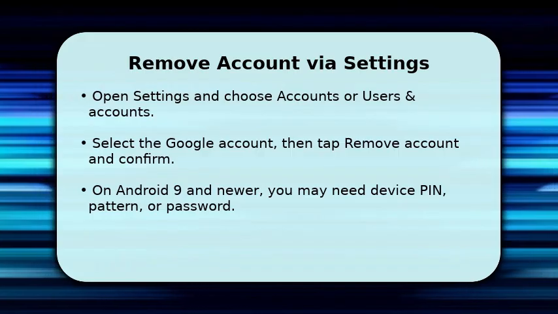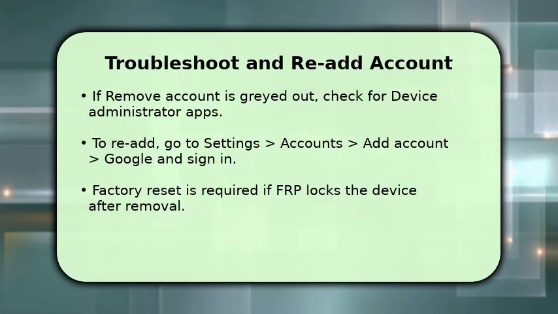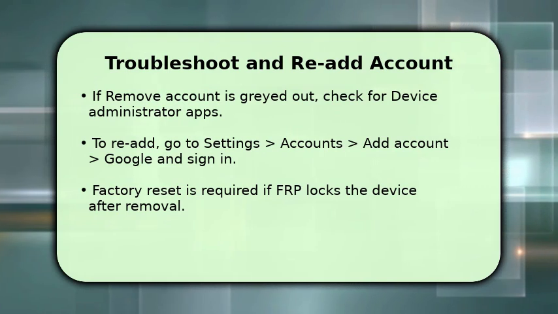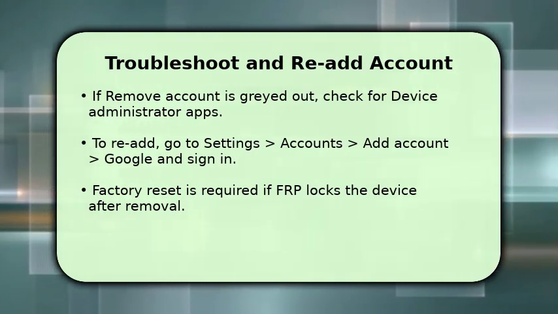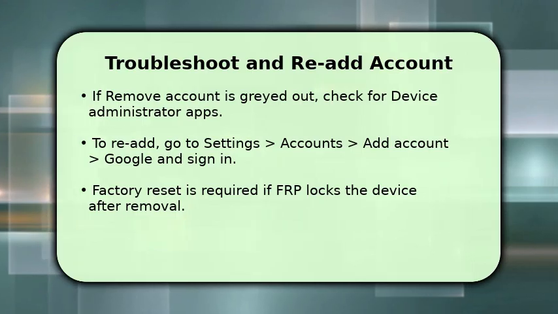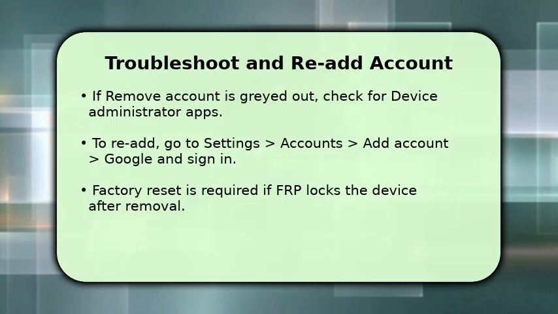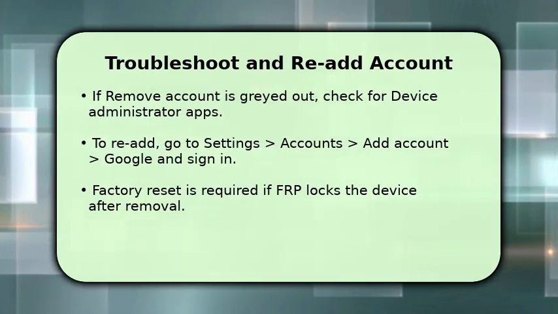If Remove Account is grayed out, inspect Device Administrator apps and disable any that block removal. Check Settings, Security, and Device Administrators to turn off blocking permissions. If two-step verification or recovery methods block removal, use the account password and recovery email to resolve them.